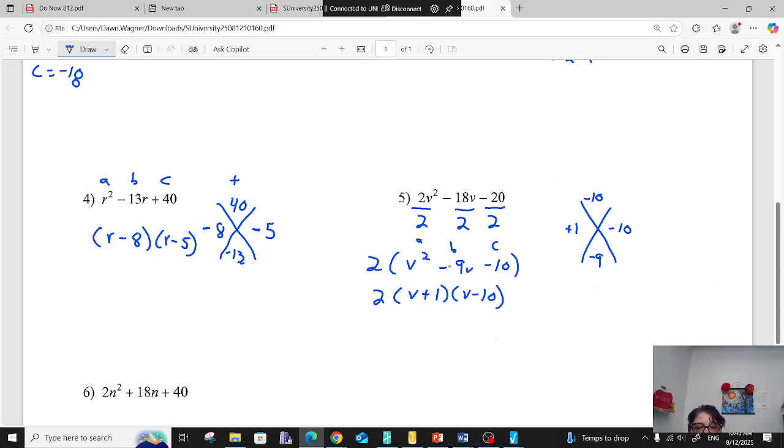Yeah, this is 2 parts. You had to do the greatest common factor first, and then with just the inside trinomial, you're doing the big X to factor that.